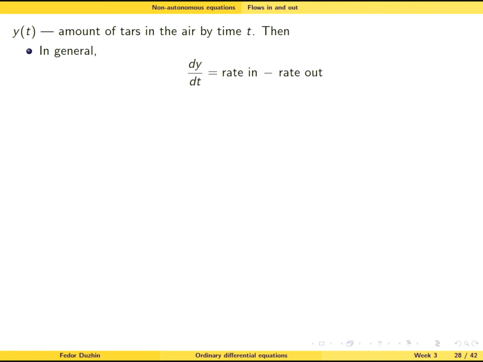And so in general, the derivative of the amount of tars is the rate of change of the amount of tars, which adds up from rate in and rate out. So rate in minus rate out. Rate in due to people smoking, and rate out due to air flowing out of the smoking lounge. So rate in is concentration times the inflow. The concentration here is our function C of t, and the inflow is 10 cubic meters.